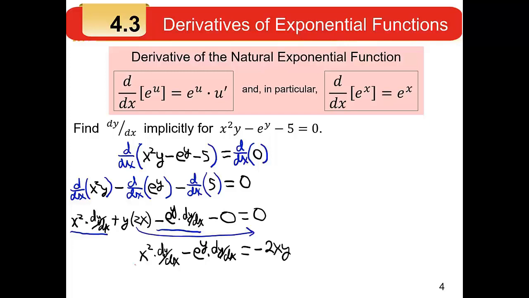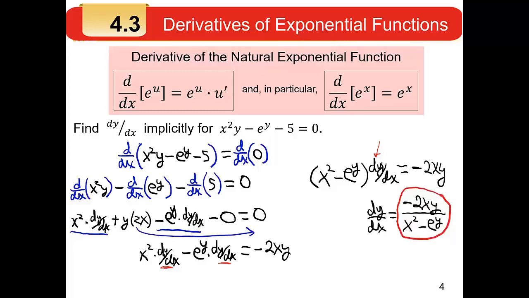Once you get the terms with dy over dx on one side by themselves, then you factor out the dy over dx. So you see there's a dy over dx here and here. If you factor it out, you're left with an x squared in the first term and an e to the y in the second term with that minus sign between them. Once you get to that point, all you do is divide both sides by the factor you want to get rid of on the left. And if you divide both sides by that, you'll get minus 2xy over the quantity x squared minus e to the y.